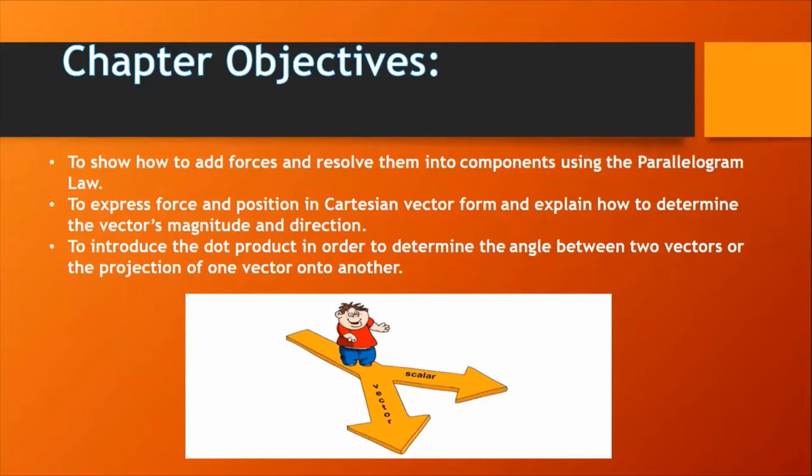So first of all, what we have to study: you can see in this picture, a boy is standing on an arrow, and there are two directions. One is the vector and the other one is the scalar, and he has not decided which path he has to go. So let's start with the scalar and vector definition. So let's move to the next slide.